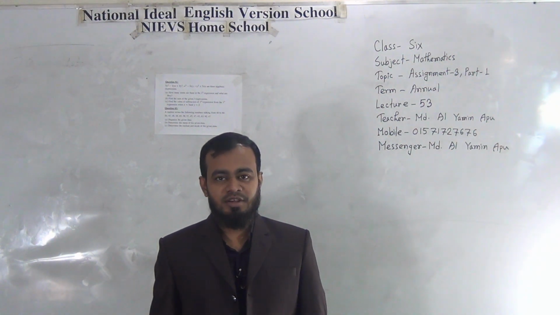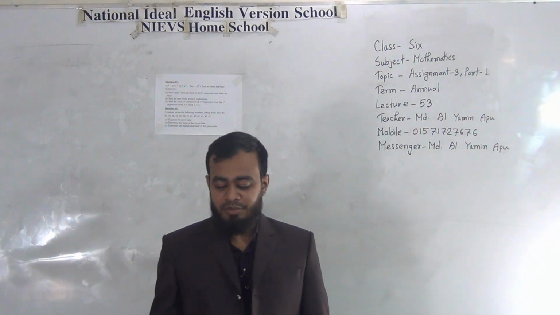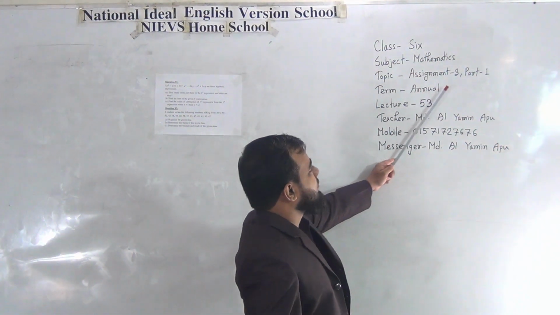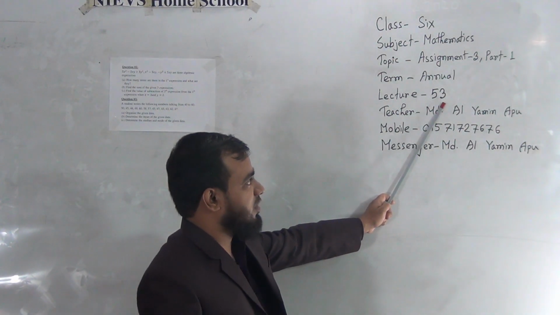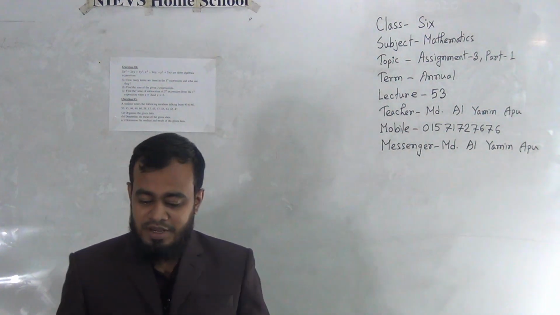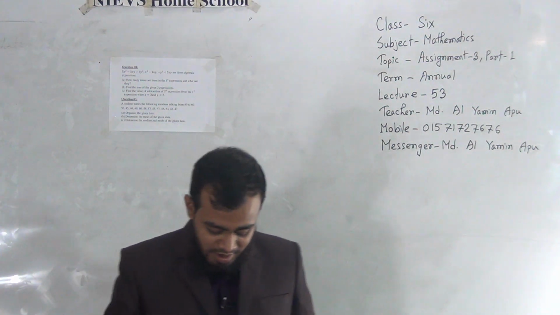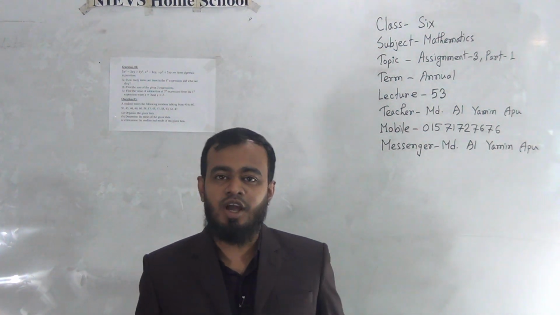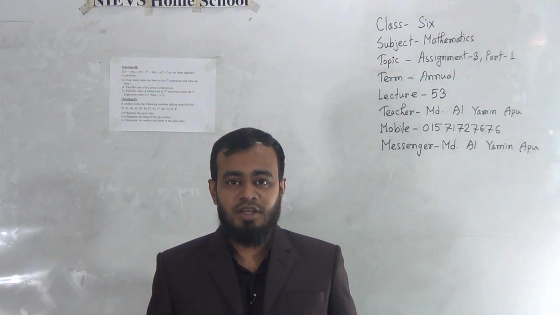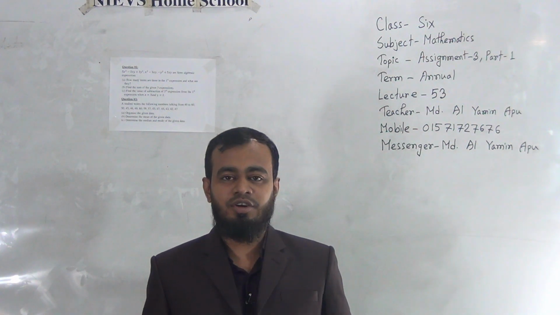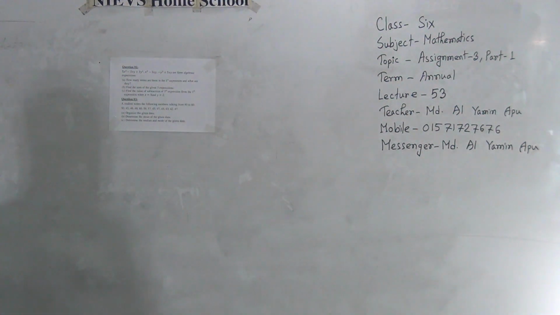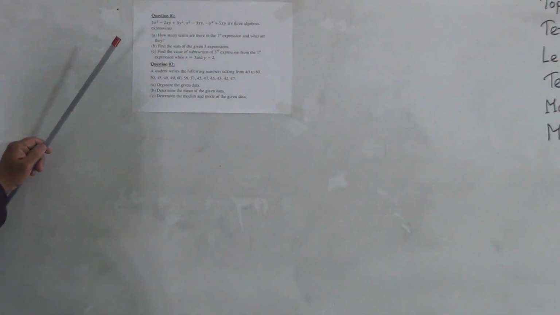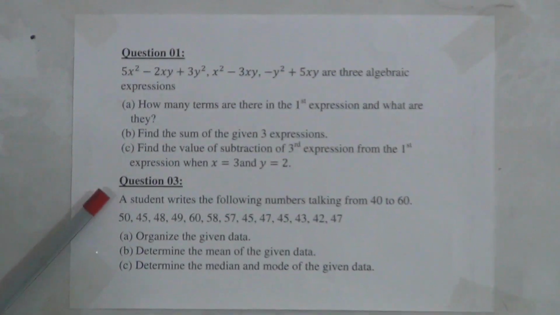Today I am going to take a math class for the students of class 6. Our topic today is Assignment 3 Part 1. Our lecture number is 53 for the annual term examination. In assignment 3 you have only 3 creative questions. We will solve question number 1 and question number 3 today.